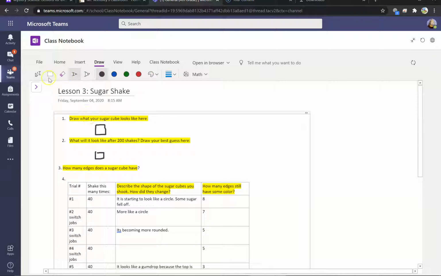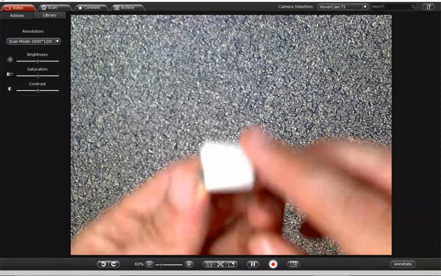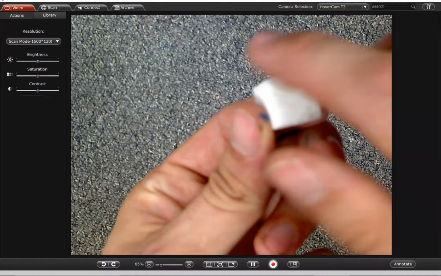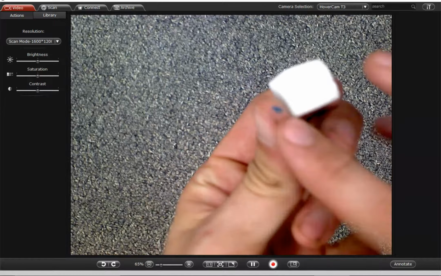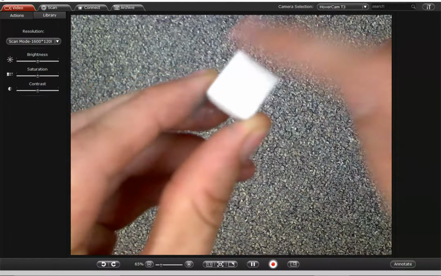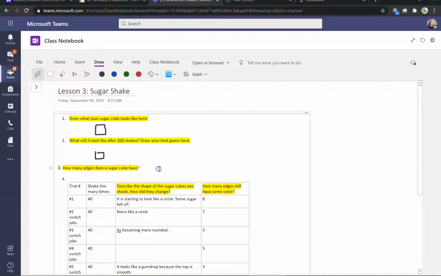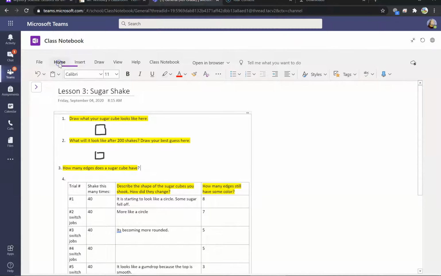Now, our next part says, how many edges does it have? So let's look at it and count. We have 1, 2, 3, 4, 5, 6, 7, 8. Then on the bottom we have 9, 10, 11, 12. So we have 12 edges. That's what we're going to put in our answer for this part. It has 12 edges.